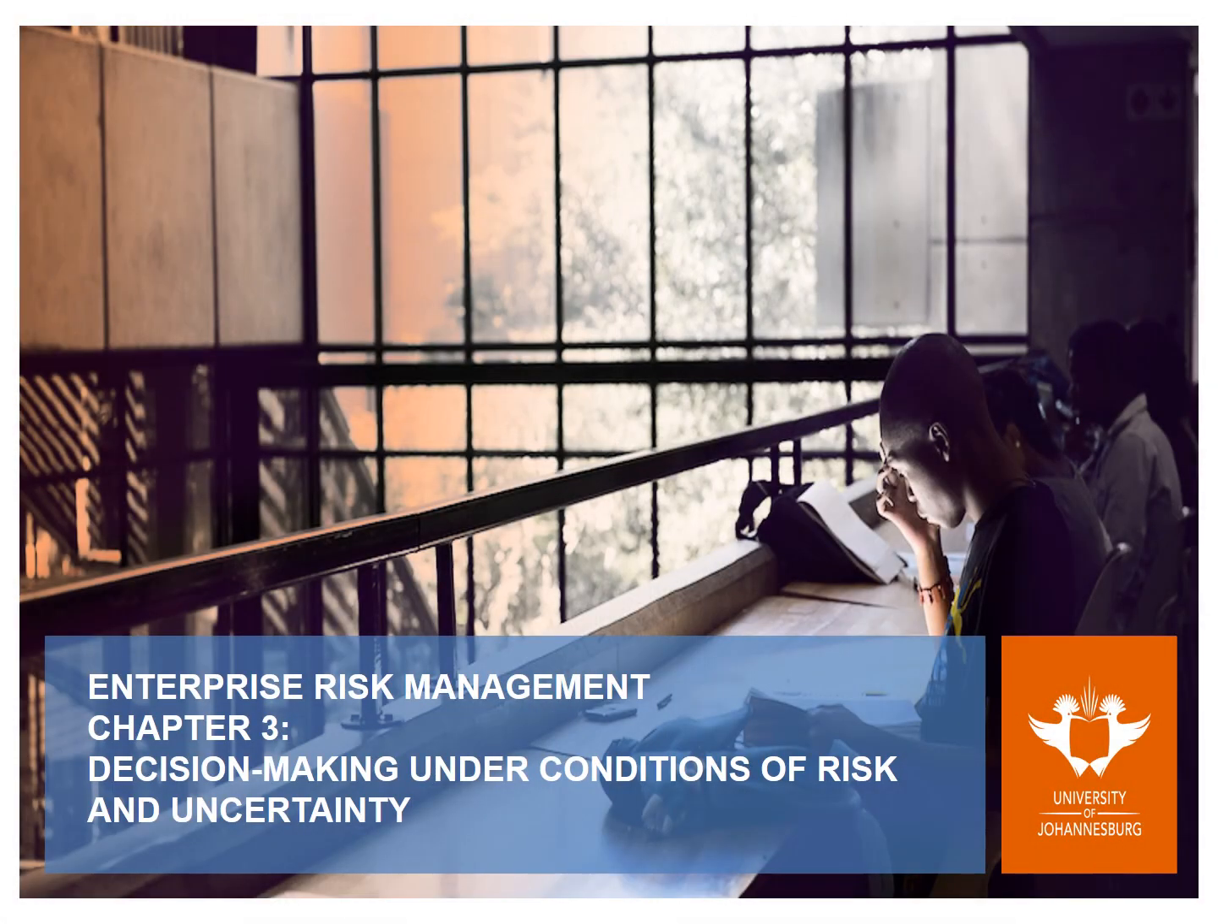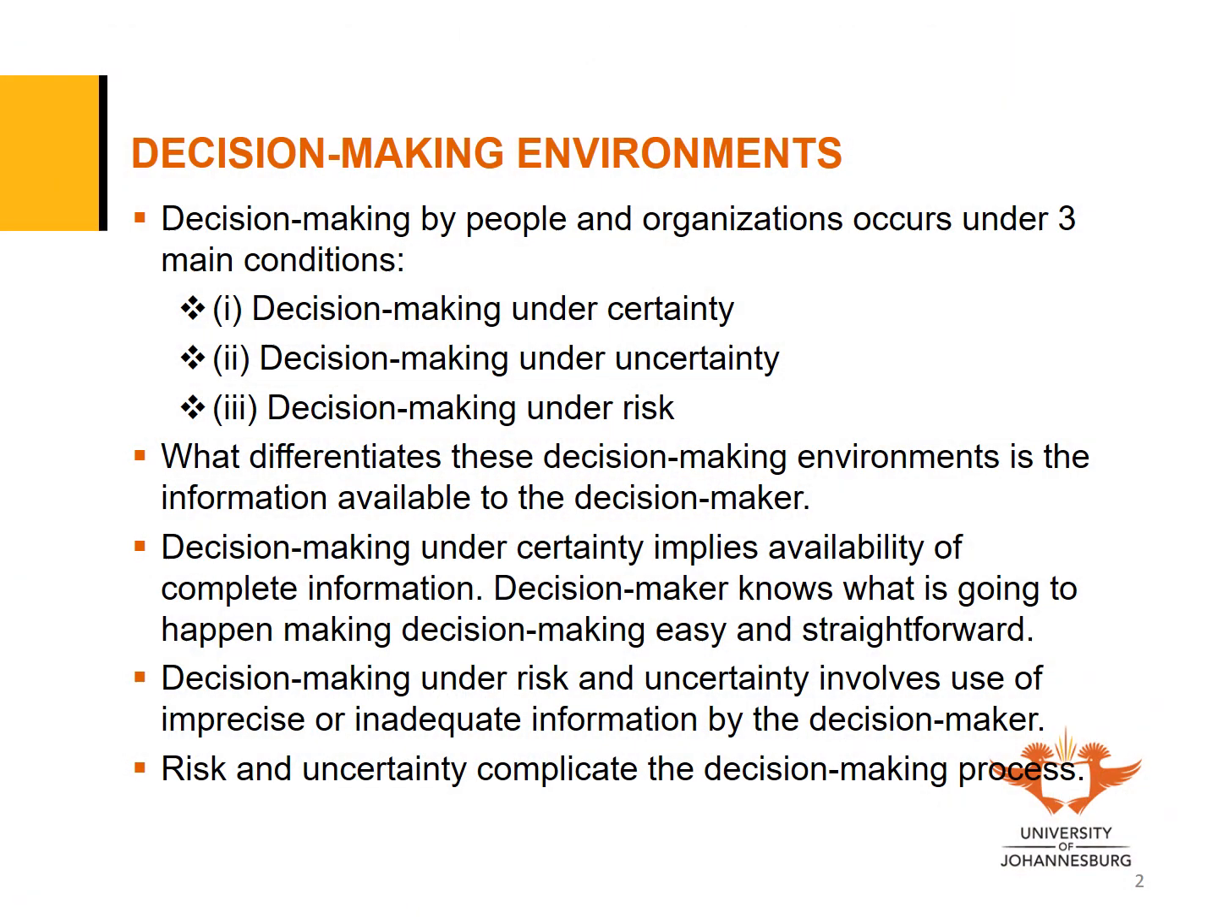Students, today we'll be working through chapter 3, and the title of this chapter is Decision Making Under Conditions of Risk and Uncertainty. So we need to understand that decision making takes place in different environments. So we spoke about the amount of information that is available. Now, this amount of information will determine the type of decision making that can take place.